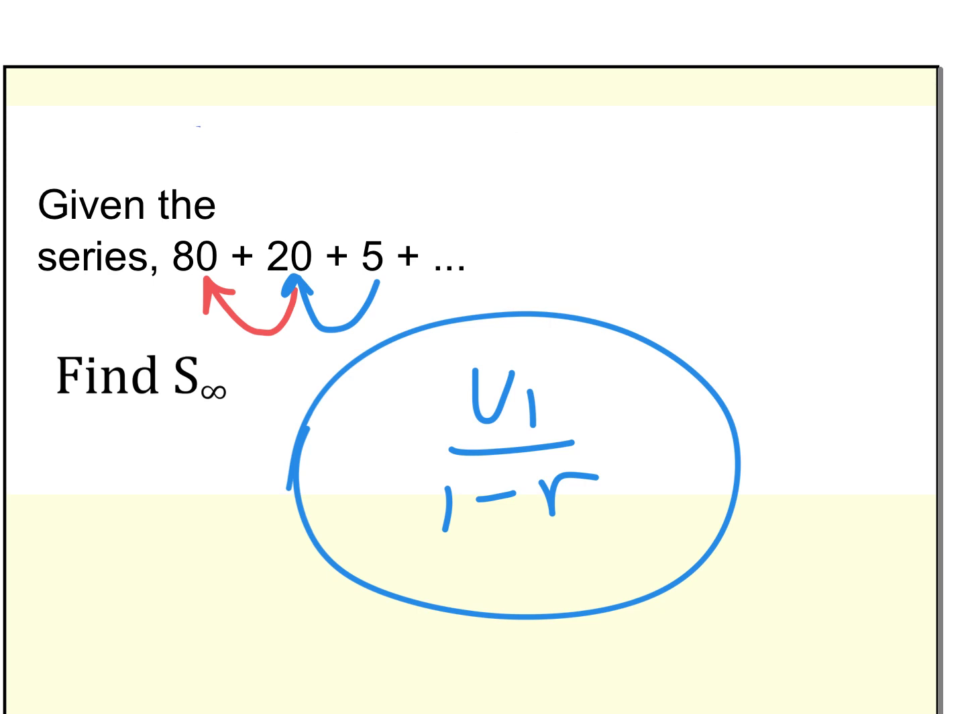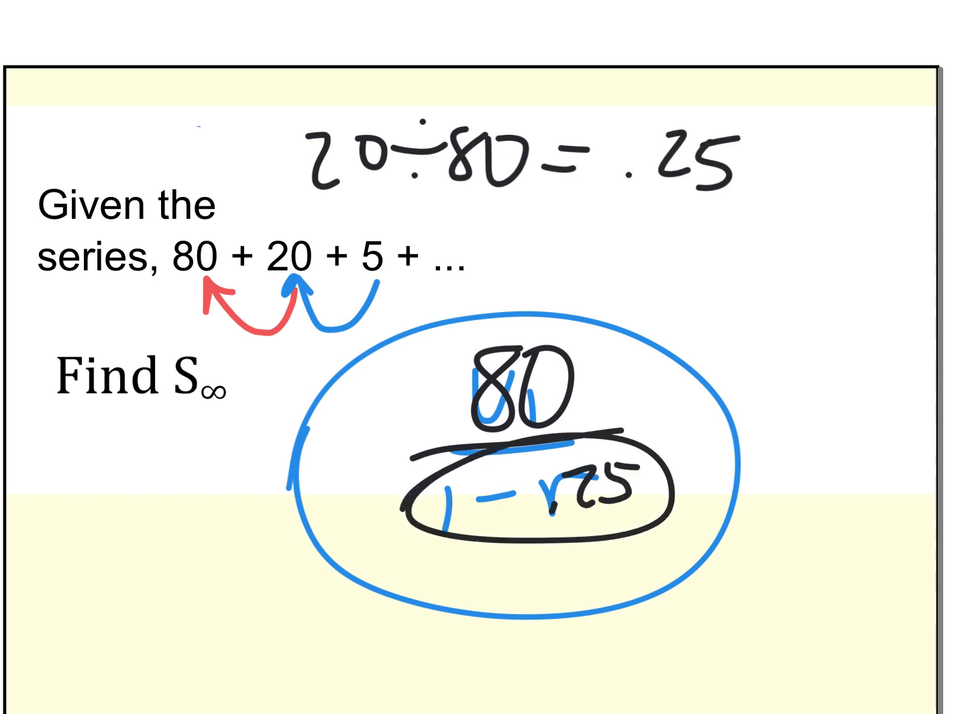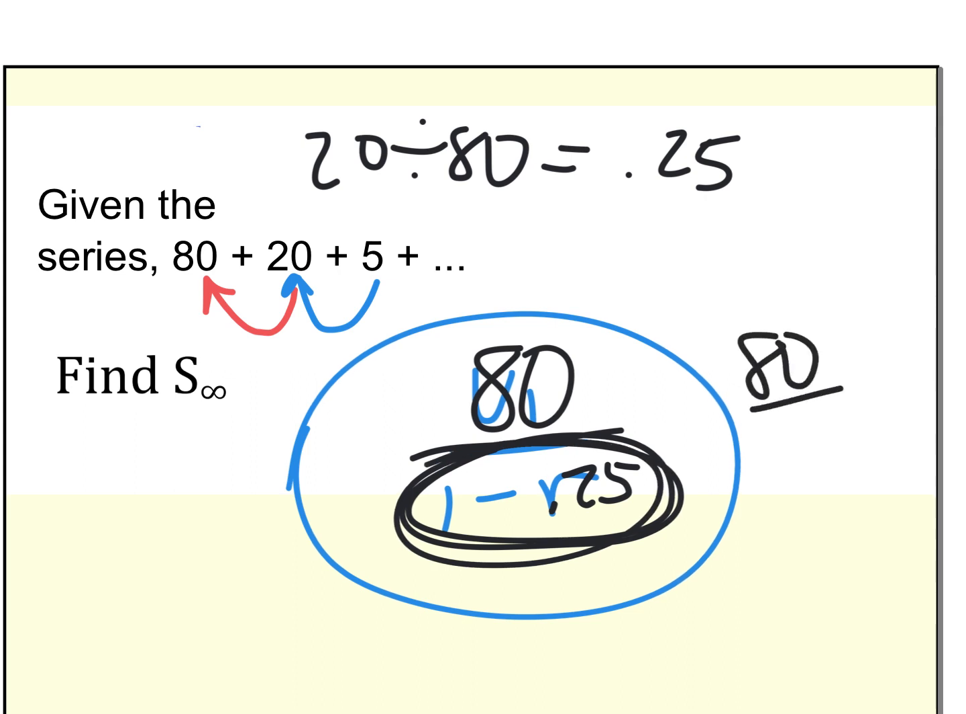So if U1 is 80, I hope you put 80 here, divided by, and then what's the rate? 20 divided by 80, 0.25. So the rate was 0.25. So I would have done this first. And then I would have done 80 divided by, what is 1 minus 0.25? It's 0.75. And then I would have taken 80 divided by 0.75.